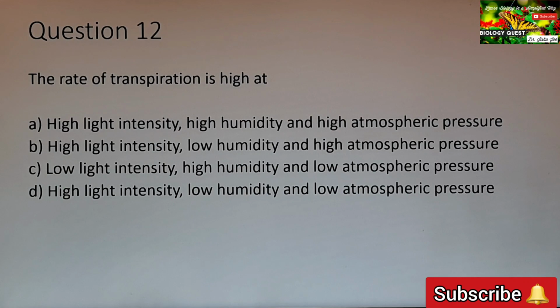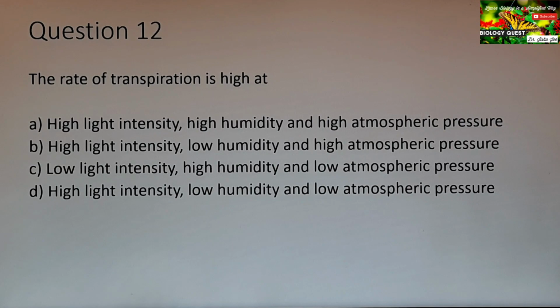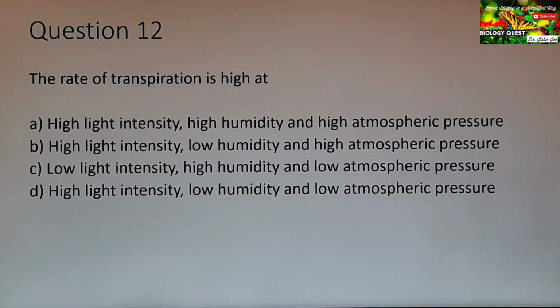How does light intensity affect the rate of transpiration? When there is excess light, more transpiration will occur. Okay, so high light intensity. Now look at the options which have high light intensity as the answer. Options A, B and D have high light intensity, but in option C it is written low light intensity, so that option is ruled out. Okay, option C is not correct. Now let us compare options A, B and D. So the first factor that is correct: the rate of transpiration is high at high light intensity.